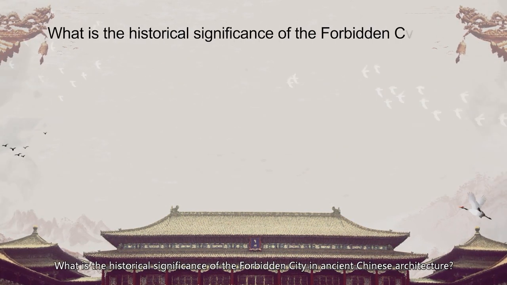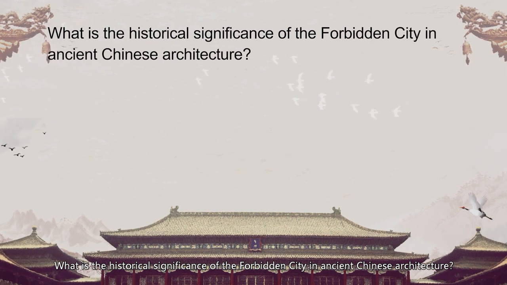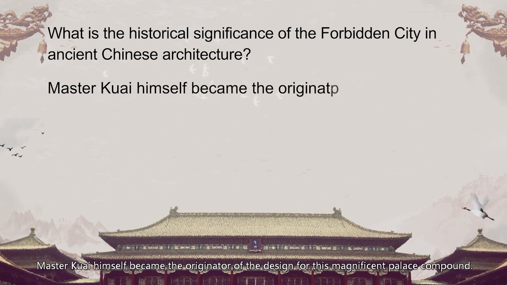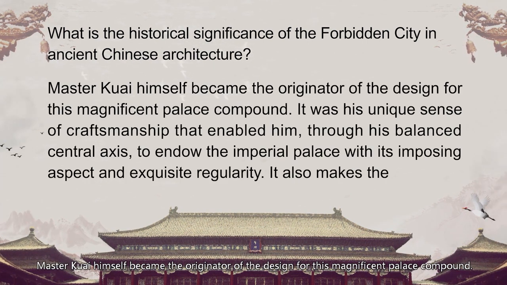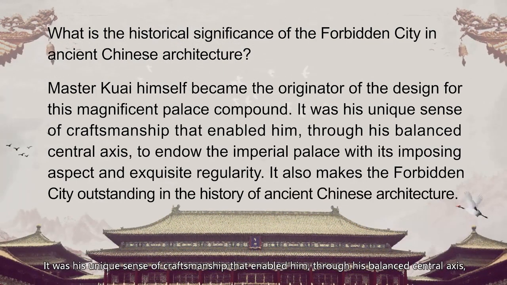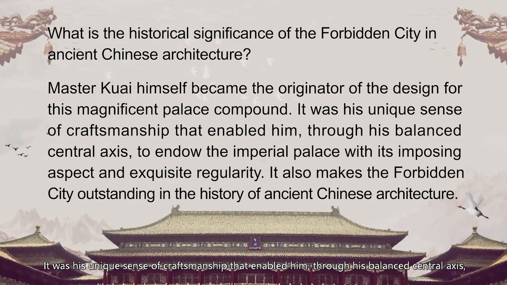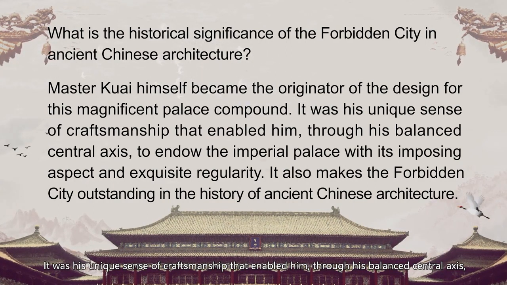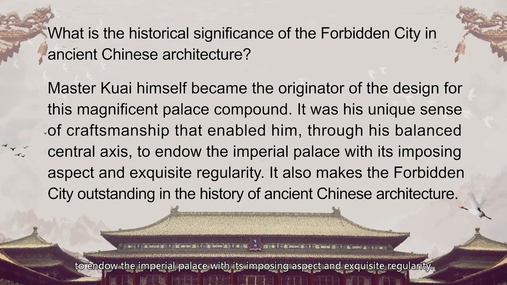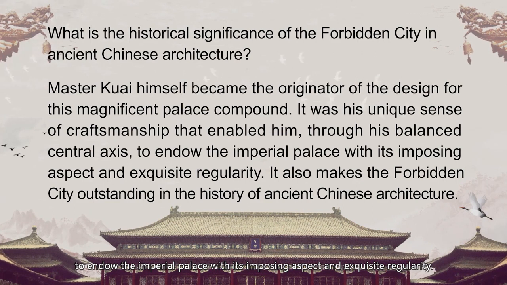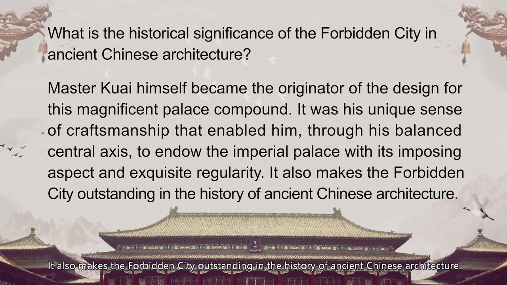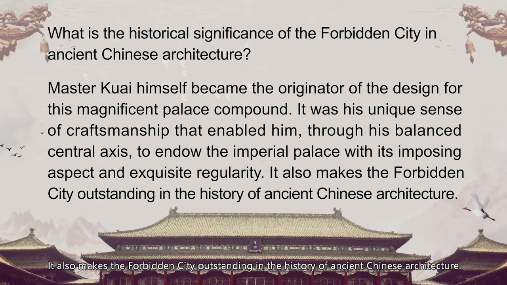What is the historical significance of the Forbidden City in ancient Chinese architecture? Master Kuai himself became the originator of the design for this magnificent palace compound. It was his unique sense of craftsmanship that enabled him, through his balanced central axis, to endow the imperial palace with its imposing aspect and exquisite regularity. It also makes the Forbidden City outstanding in the history of ancient Chinese architecture.